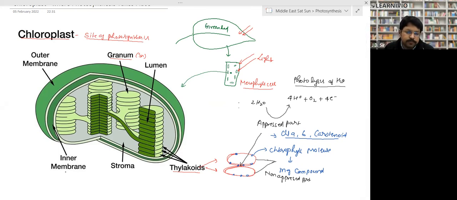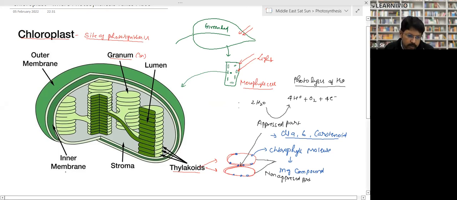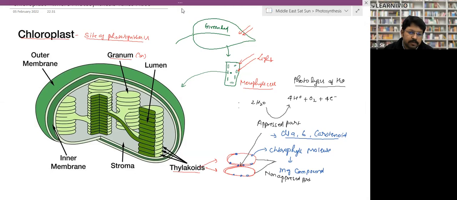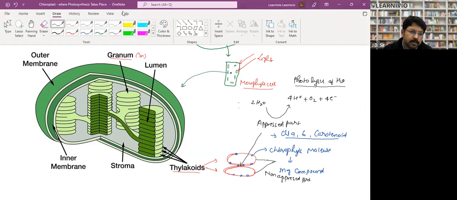And the liquid which is filled around these grana or thylakoids is called stroma. So what happens in the part of grana? Please take this screenshot, and I expect that all of you will note it down.